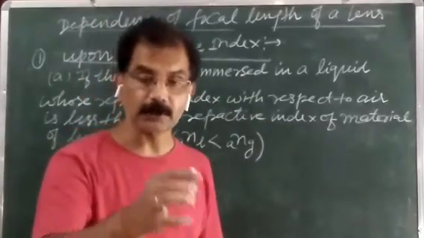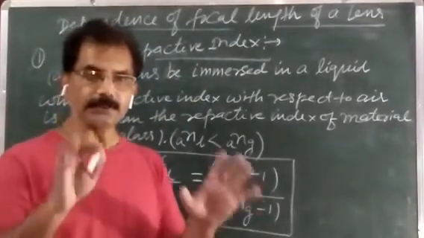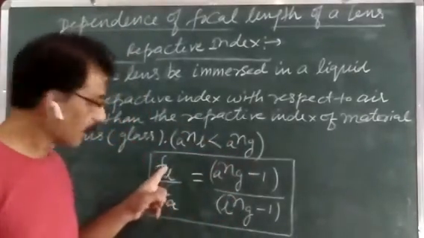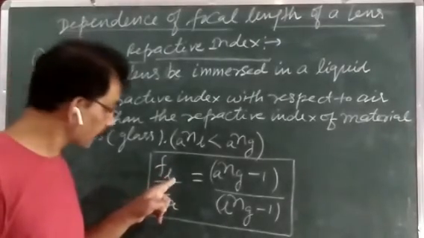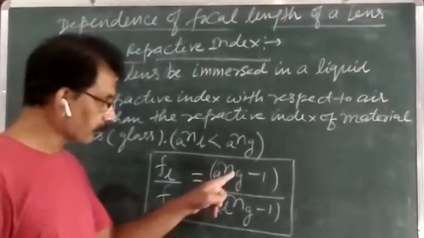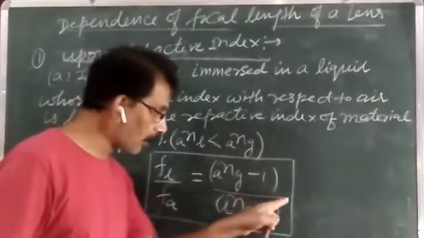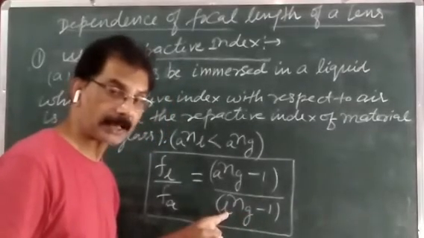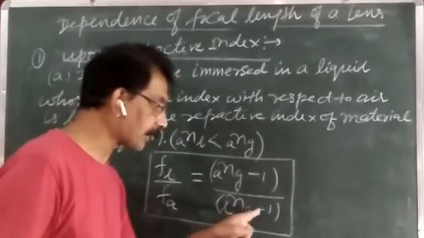And how can you calculate the focal length of that lens inside the liquid? And in this case, you can calculate the focal length of that lens inside the liquid by using this formula: FL upon FA. It means focal length of the lens in liquid upon focal length of lens in air is equal to (refractive index of glass with respect to air minus 1) upon (refractive index of glass with respect to liquid) minus 1. हम air नहीं ले रहे हैं यहाँ पे. Be careful about this one. Upon refractive index of glass with respect to liquid minus 1.